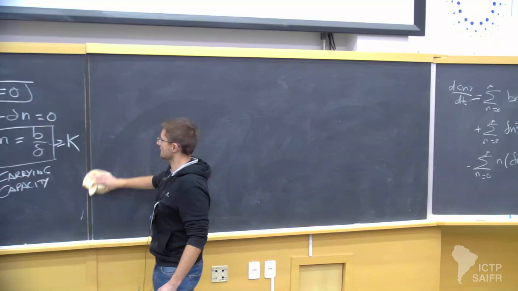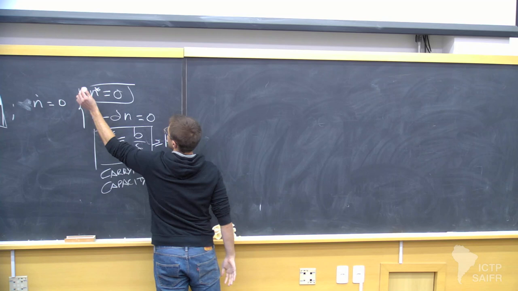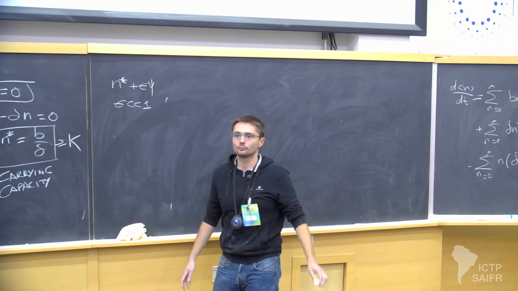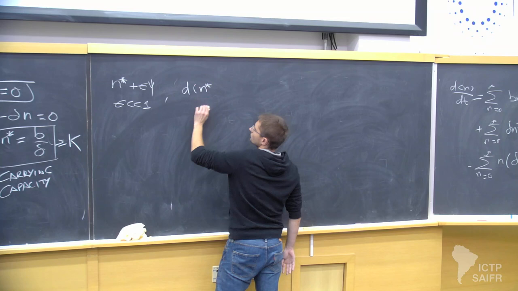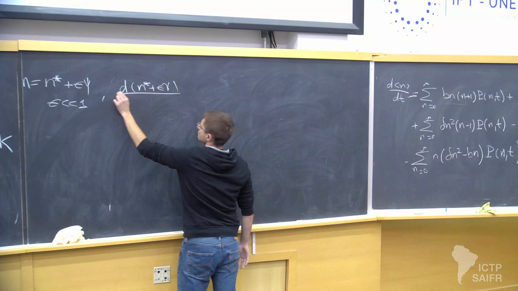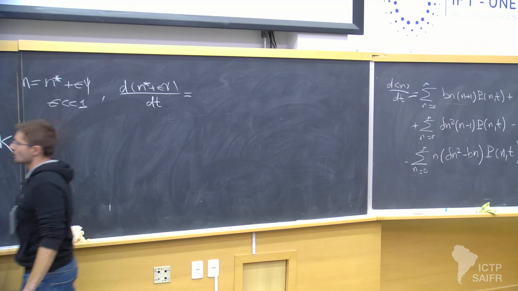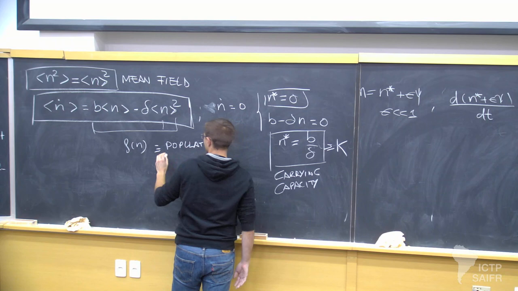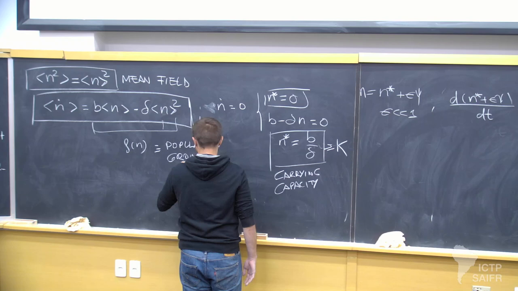So to linearize the system, I will basically assume that I'm in the steady state, let's call it n star, and I add some small perturbation with epsilon, right? To keep things general, let's say that this is F of n, the population growth rate.